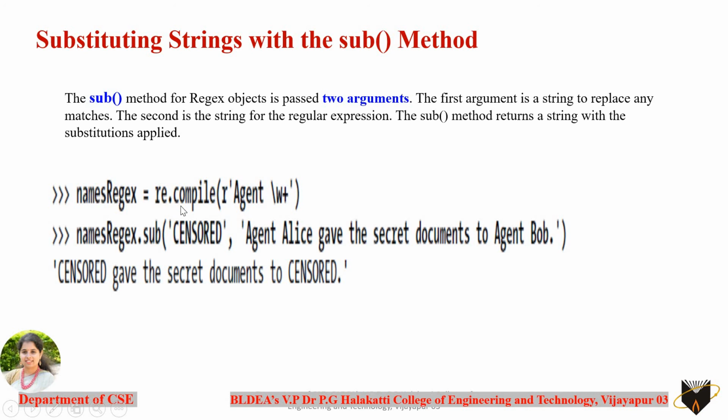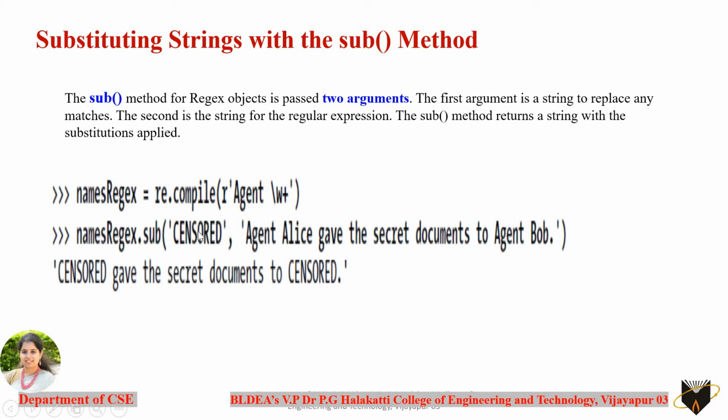As an example, you can see here we have designed a pattern: agent followed by a space and followed by the \w. If you remember, the \w is a character from the keyboard, that is one character, followed by the plus symbol, that is one or more occurrences. So this is the pattern that has been designed with the compile method. And as the next line, we are not using the search or the findall method. Instead, we are directly using the sub method, which takes two arguments.